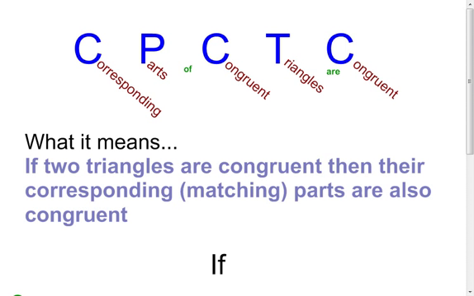Really, what it means is, if you have these two triangles, or any two triangles, and you know they're congruent, you know that all their corresponding parts, the matching pieces, as you can see there, are also going to be congruent.